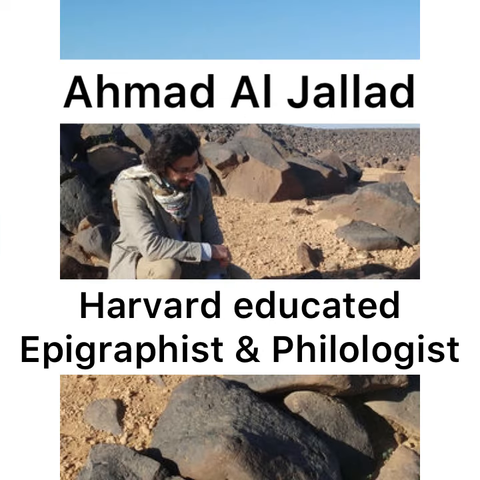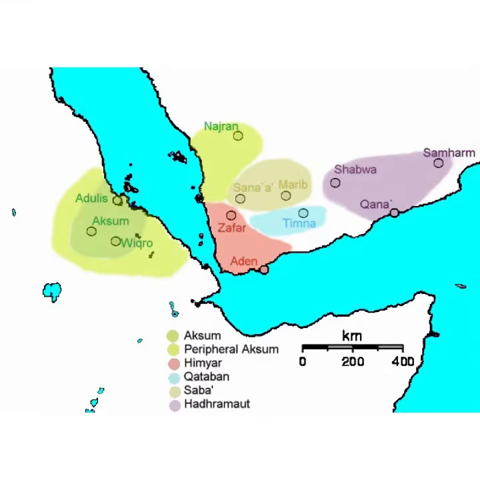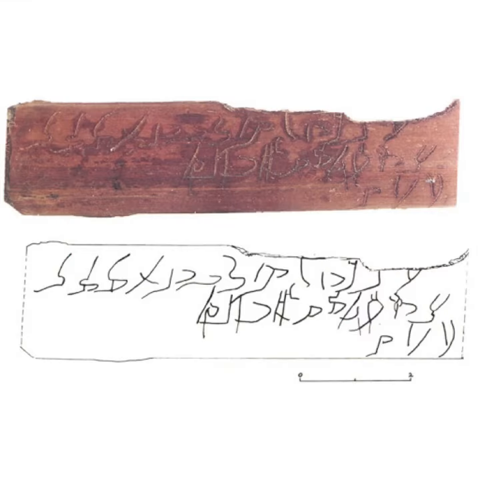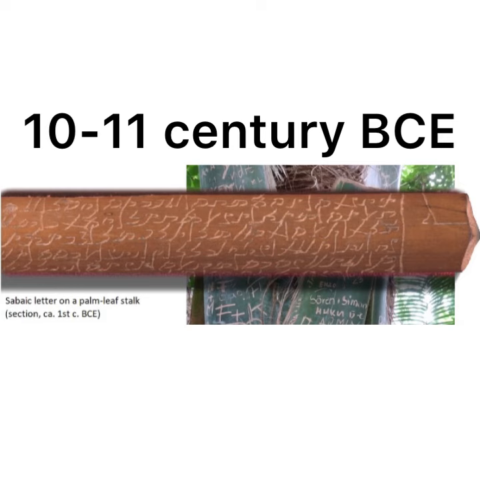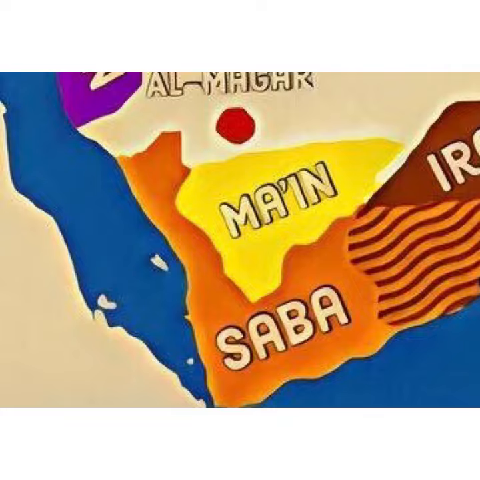Writing in Arabia begins about 1500 years before the Quran. The earliest datable documents come from ancient Yemen. They're wooden sticks, the earliest ones dating to about the 10th or 11th century BC. The language of these documents is not Arabic. It's an ancient South Arabian language called Sabaic.